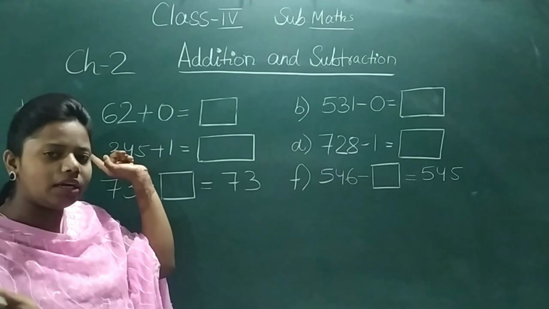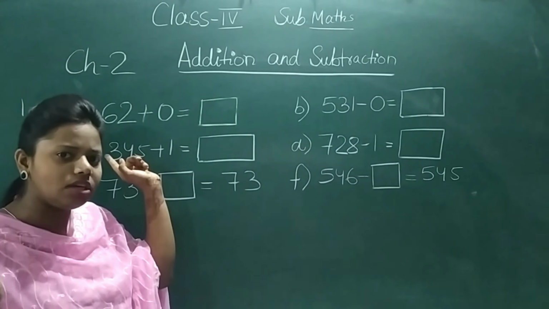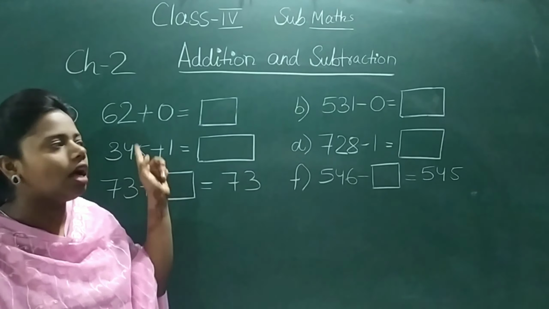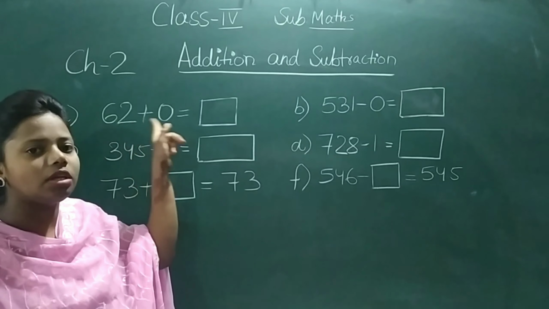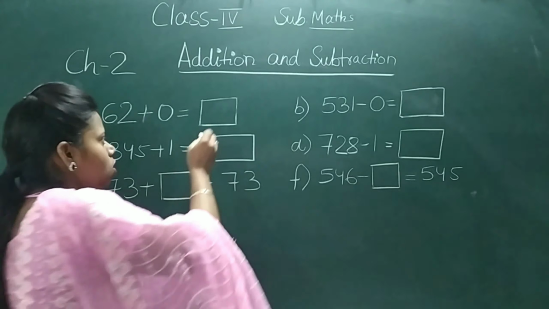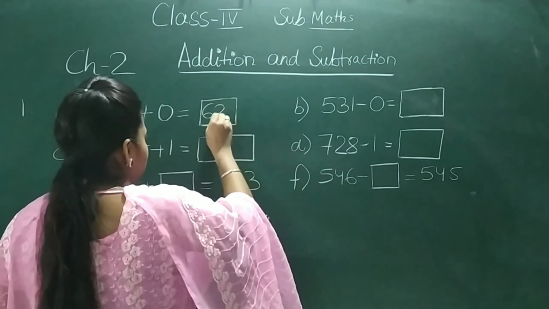From 1 to whatever, 1, 2, 3, 10,000, 1,000, whatever it is, when 0 is added to it, the answer will be the same. 62 plus 0 will be 62 only. So here the answer will be 62.